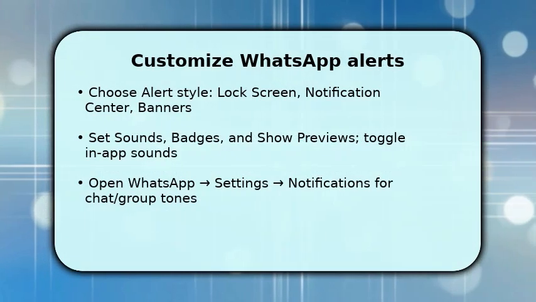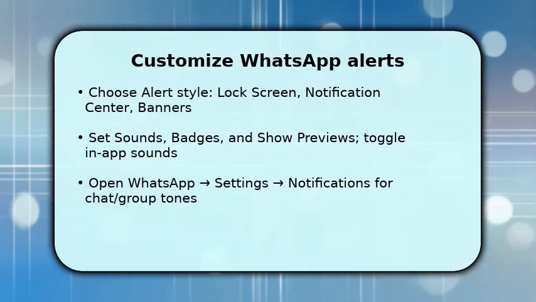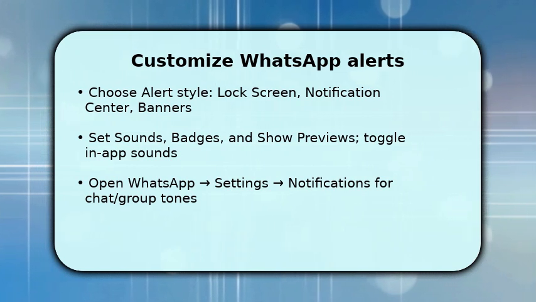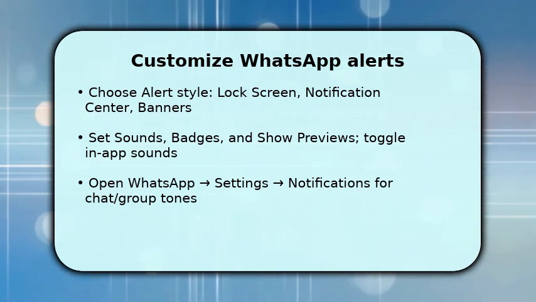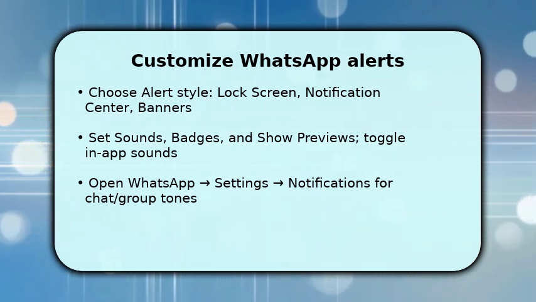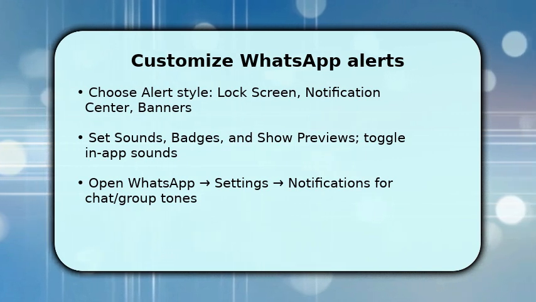Once notifications are allowed, switch to customizing how they behave. In iPhone notification settings, choose Lock Screen, Notification Center, and Banners so you see alerts where you want them. Next, set sounds and show previews to always or when unlocked depending on privacy.